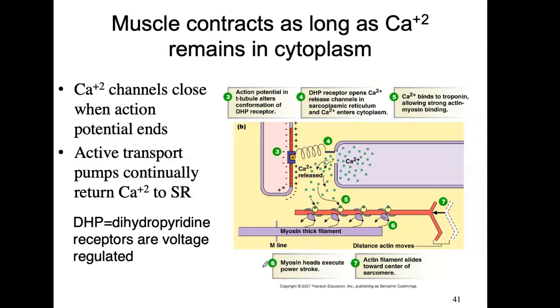These DHP receptors are these voltage regulated receptors. So anytime voltage hits this channel, it's going to open it up. Here it's showing it with a little spring. It's not really a little spring, but any voltage that comes into the cell here will open that receptor.